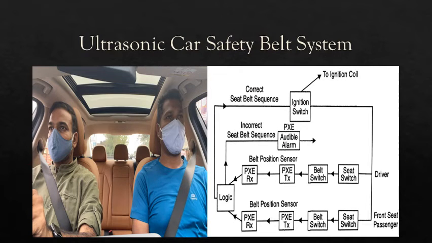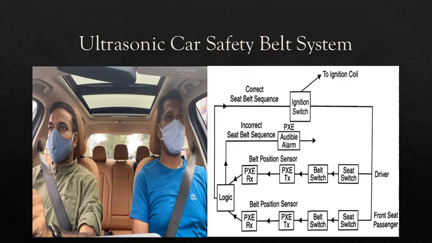Ultrasonic car safety belt system. One of the results of the car safety belt system developed by Mullard and the Ford Motor Company means that the car thief will have to strap himself in if he wishes to make off with his booty. The belt must not only be fastened but also positioned correctly across the wearer, as shown in the figure.